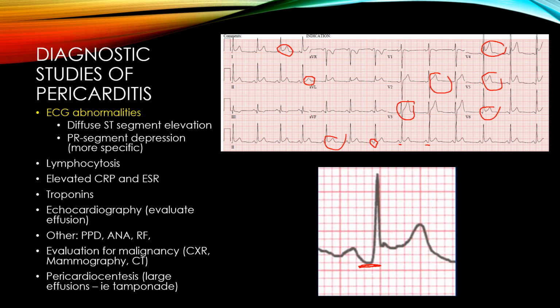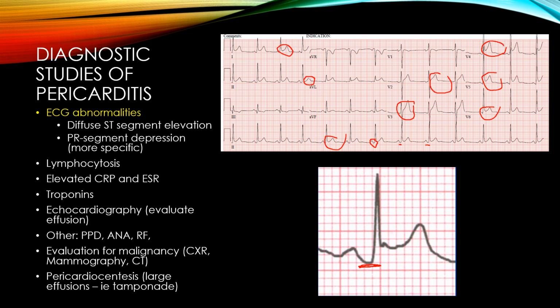Lymphocytosis is a common finding. Elevated CRP and ESR. Yes, troponins will also be elevated. Again, that may make it tricky, making you think this is an MI, but in point of fact, if you see diffuse ST elevations and elevated troponins, think pericarditis. An echo can evaluate an effusion. In other words, any kind of fluid that might be released from this inflammatory process that could be building up in that layer between the visceral and parietal pericardium.